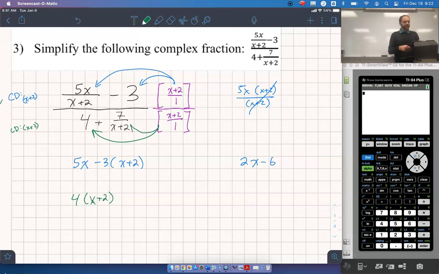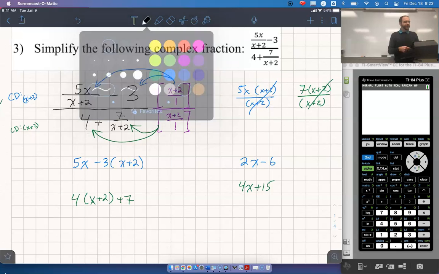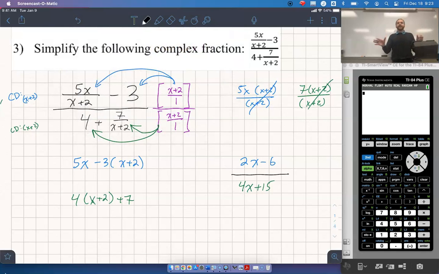And then I'm going to distribute here, and the same thing is going to happen. I'm going to have a 7 times x plus 2 with an x plus 2 in the bottom. And those are going to cancel because that's all multiplication. So I'm going to be left with a plus 7. Again, I'm going to end up distributing and combining like terms, so that's going to be 4x plus 15 after I distribute and combine like terms, and there's my answer. I'm done. The part that made it complicated is the part you get rid of.